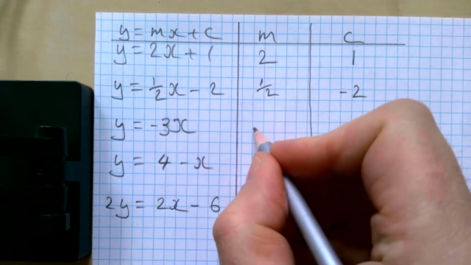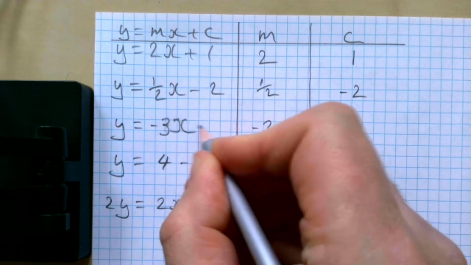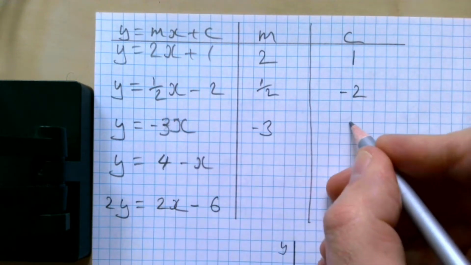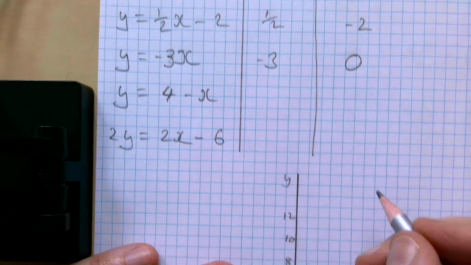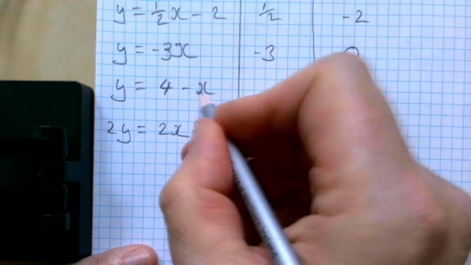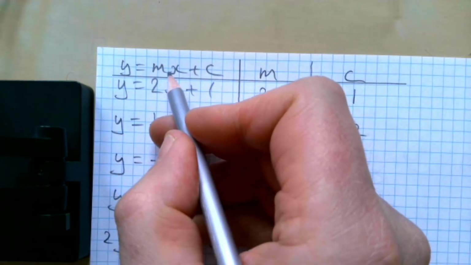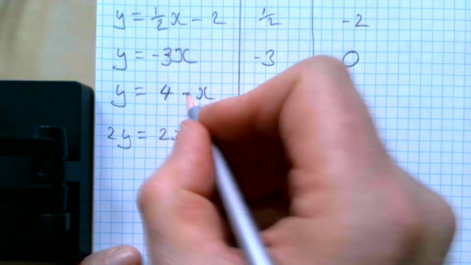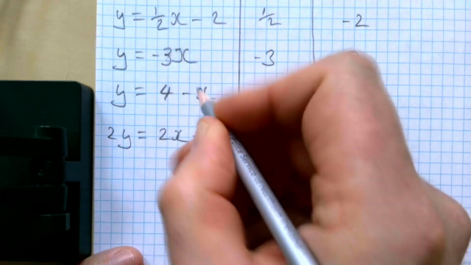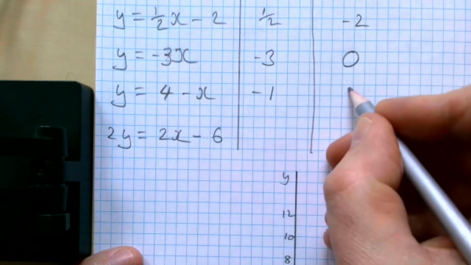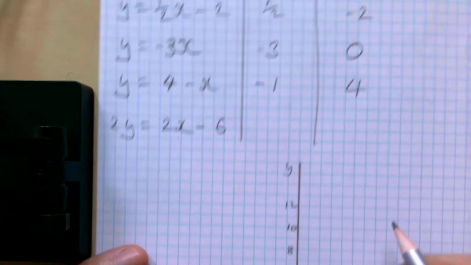M here is minus 3, and it's plus 0, so this one actually crosses in at the origin, or at 0 on the y-axis. Be very careful of this next one, we're trying to trick you. It's the thing multiplied by x which gives you the gradient. So here it's actually a minus 1, that's a minus x, which is a minus 1x. I flip the 2 round, and then the y-intercept is the number on its own, that's 4.